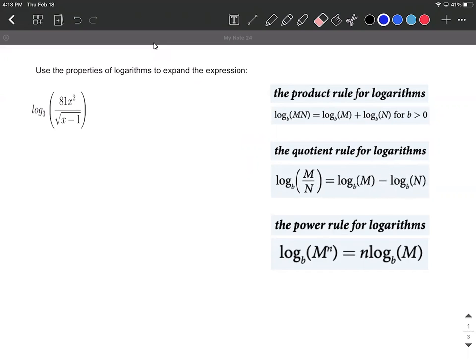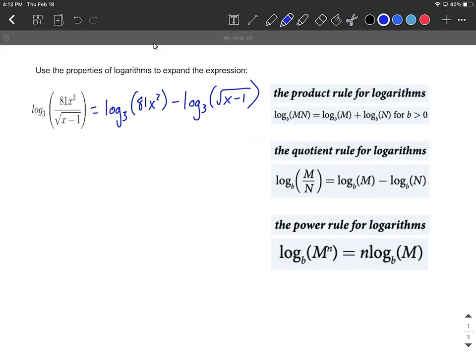So let's start there. So we can rewrite this as log base 3 of the numerator minus log base 3 of the denominator. All right, there's further expansion that we can do as we go along here.